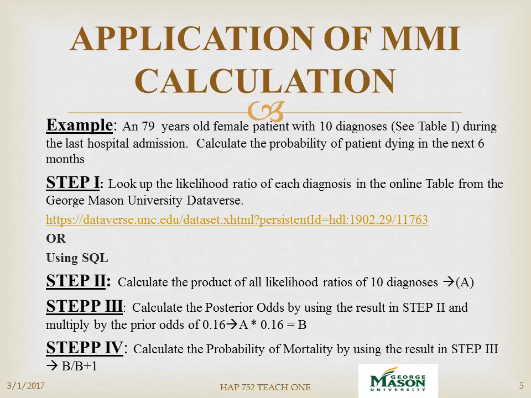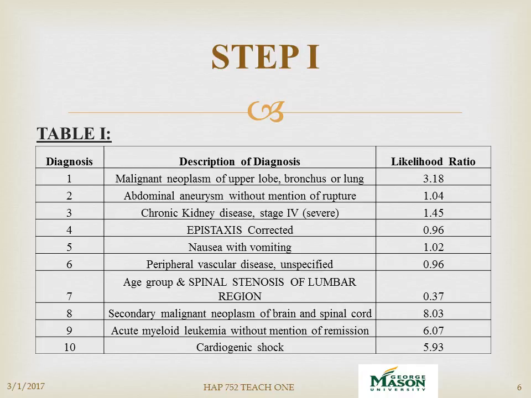And the last step is to calculate the probability of mortality, using the result in step 3 divided by the result in step 3 plus 1. So here is the table that I have prepared for the 10 diagnoses that the female patient has, and it shows the description of each diagnosis and also the likelihood ratio for each diagnosis.